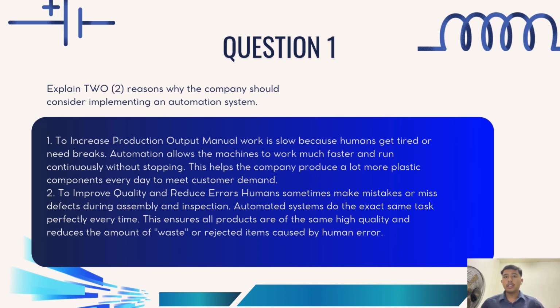The second reason is to improve the quality and reduce errors by humans. Sometimes humans make mistakes or miss defects during assembly and inspection. Automated systems do the exact same task perfectly every time. This will ensure all products are of the same high quality and reduce the amount of waste or rejected items caused by human error.